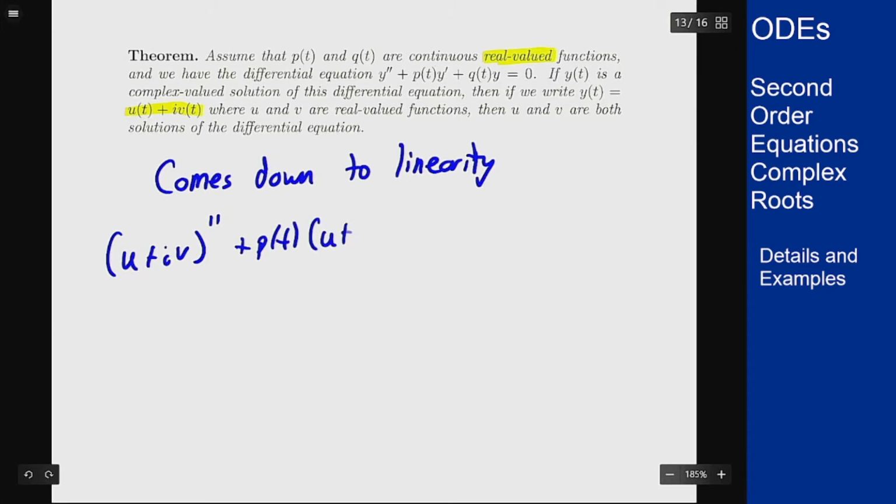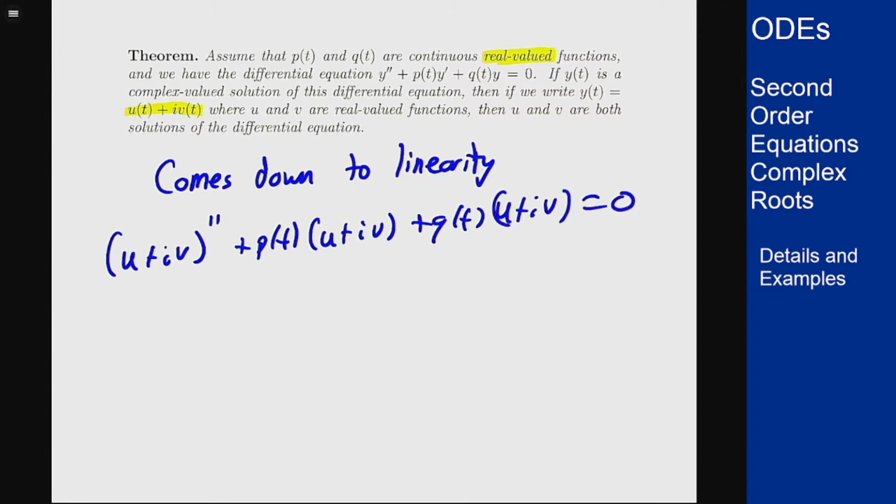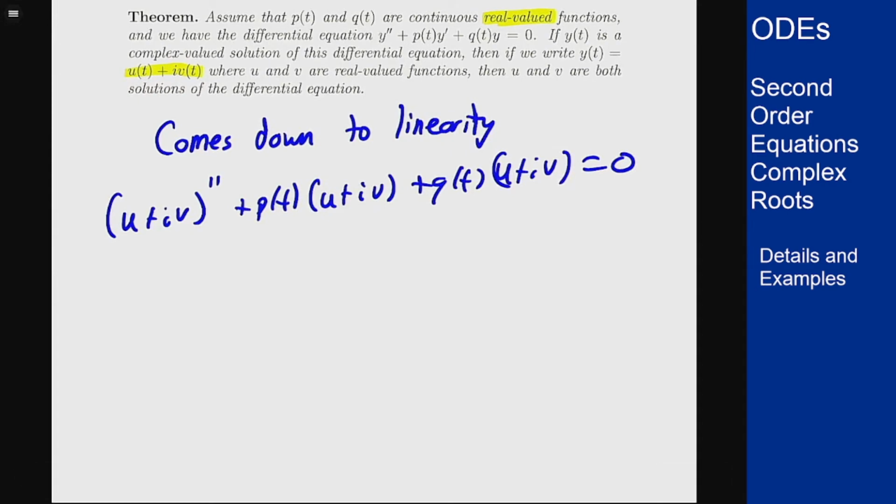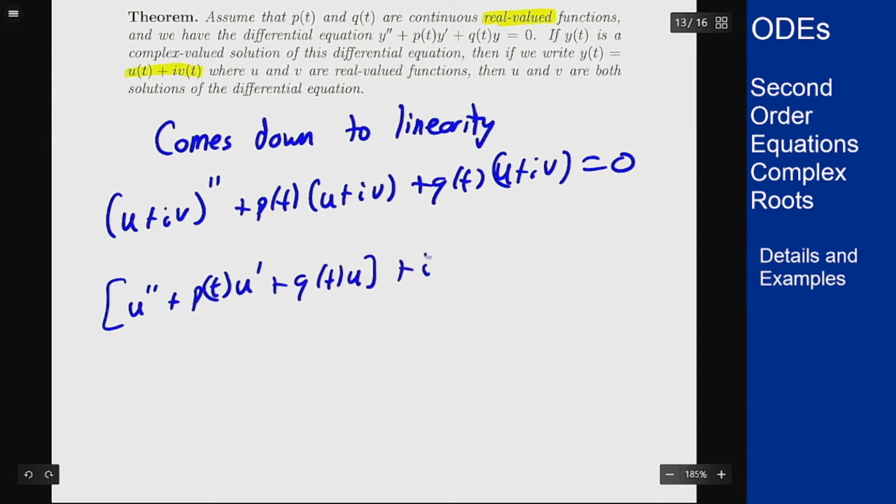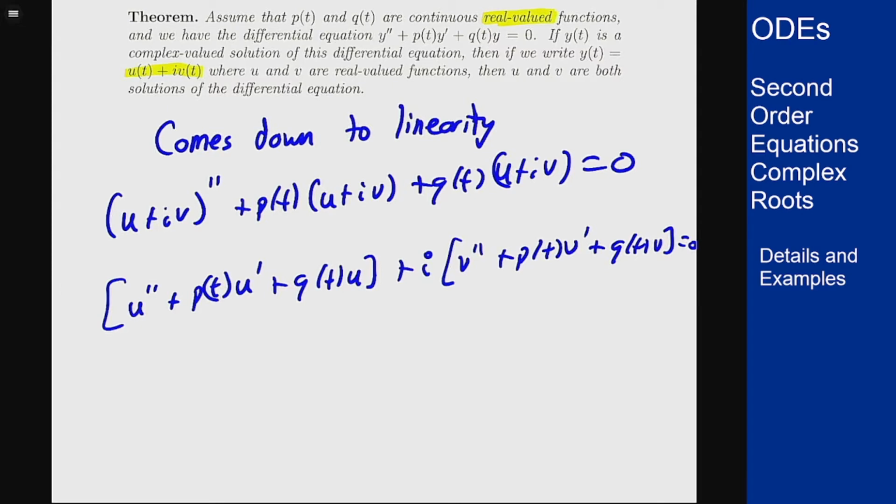So the idea is basically, if I look at u plus iv double prime plus p of t times u plus iv prime plus q of t times u plus iv equals 0, I can take derivatives, those pass through normally, because i is still a constant, even though it's a complex number. And this reduces to u double prime plus p of t u prime plus q of t u, plus i times v double prime plus p of t v prime plus q of t v, equals 0. And this equals 0 as a complex number, which means both the real and imaginary parts must be 0. So u and v both solve the equation as it is.